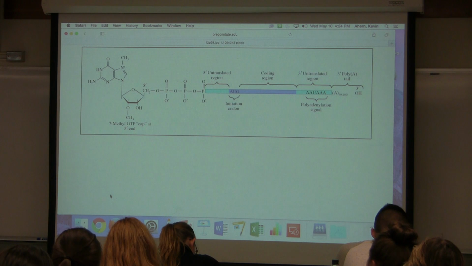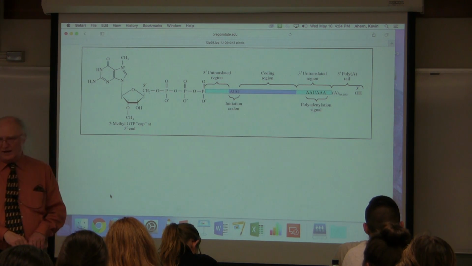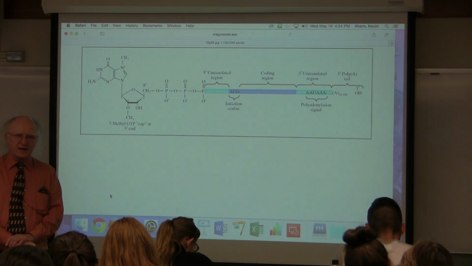The large subunit contains several ribosomal RNAs, and I won't even bother you with, well, I will with one of them, with all the sizes.